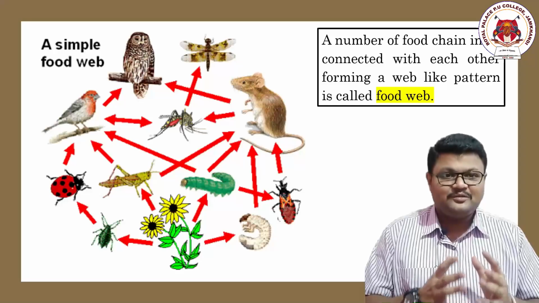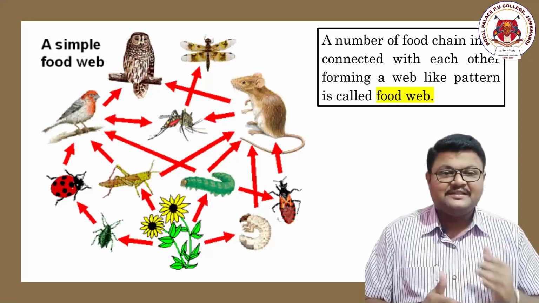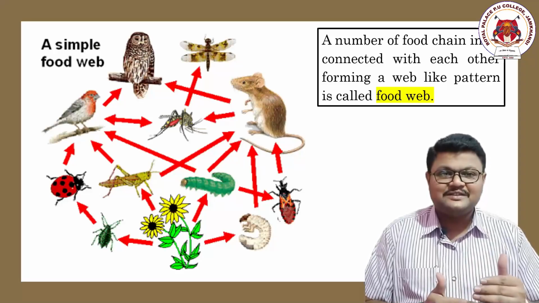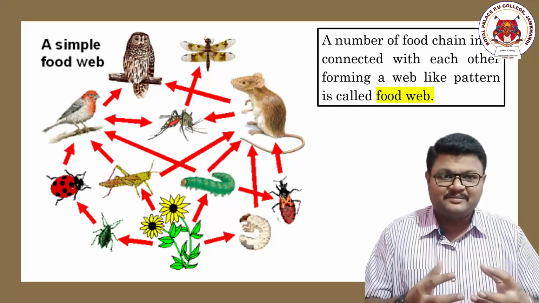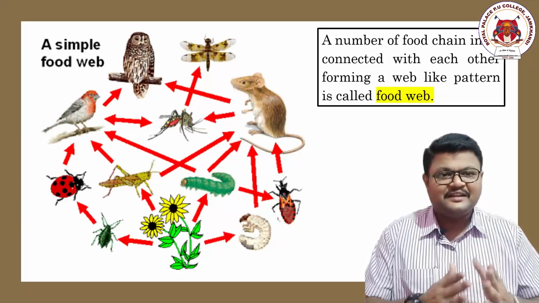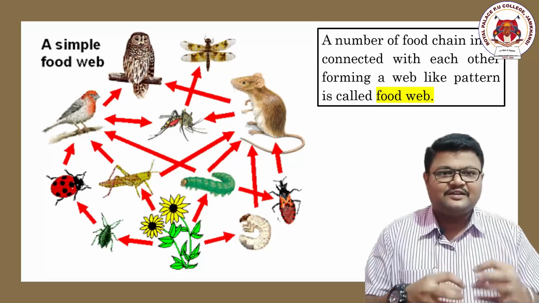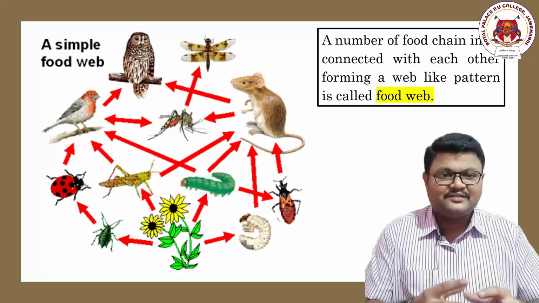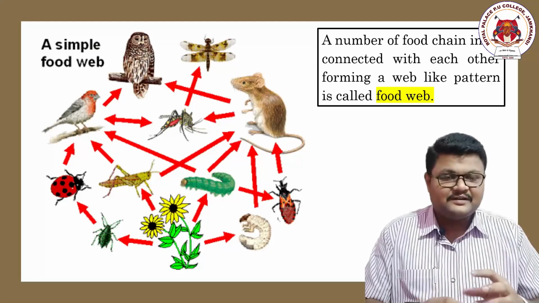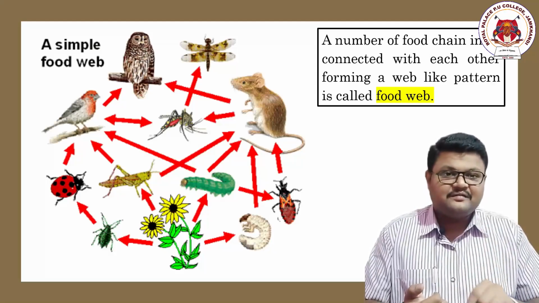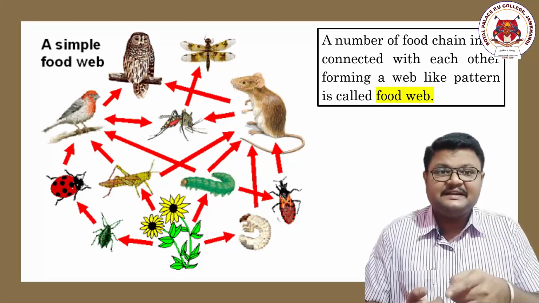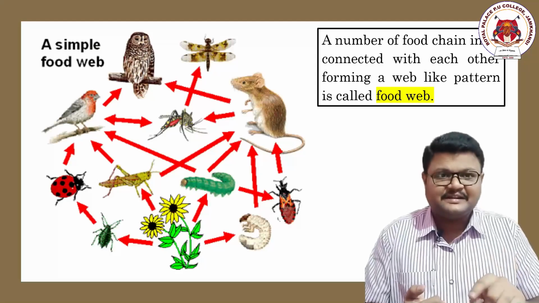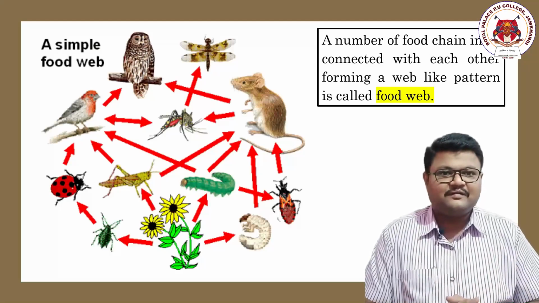Here we don't see only one food chain. Here the interaction or flow of energy which is represented by the food chain can be taken in several ways. So different food chains constitute a food web. Remember, a variety of food chains which are interlinked or interconnected gives us the explanation of a food web.